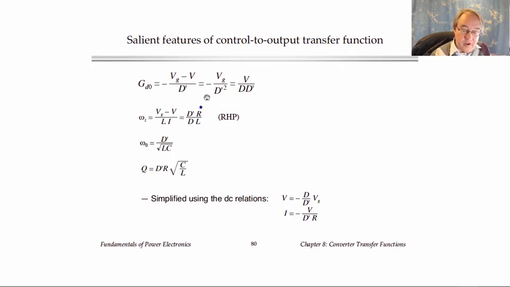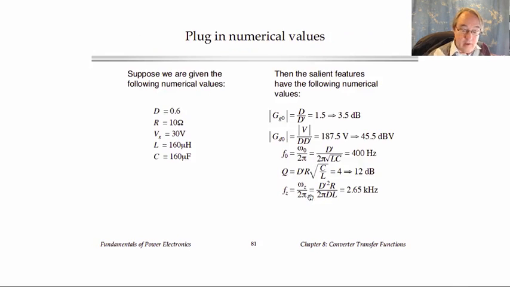So then here is a summary of the equations for the salient features in this case. One other thing I would note is that to simplify the expression for omega z, the 0, from this form into this form, we use the DC relationships that come from solving the DC model. Okay, so we have a nice analytical result where we have equations for the salient features.